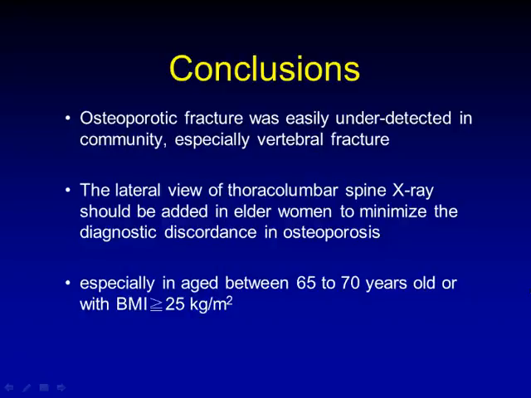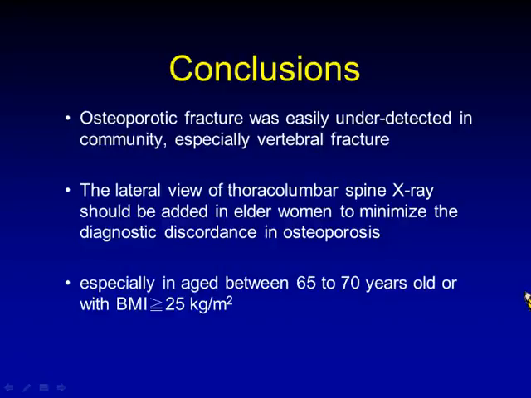We can make a diagnosis of osteoporosis in three models. Model 1 is fracture history plus lateral view of thoracolumbar spine X-ray. Model 2 was fracture history plus DEXA. And model 3 was fracture history plus lateral view of thoracolumbar spine X-ray and DEXA. Diagnostic discordance was defined as the difference between model 2 and model 3. Of 368 subjects, the percentage of diagnostic discordance was 70.4%.